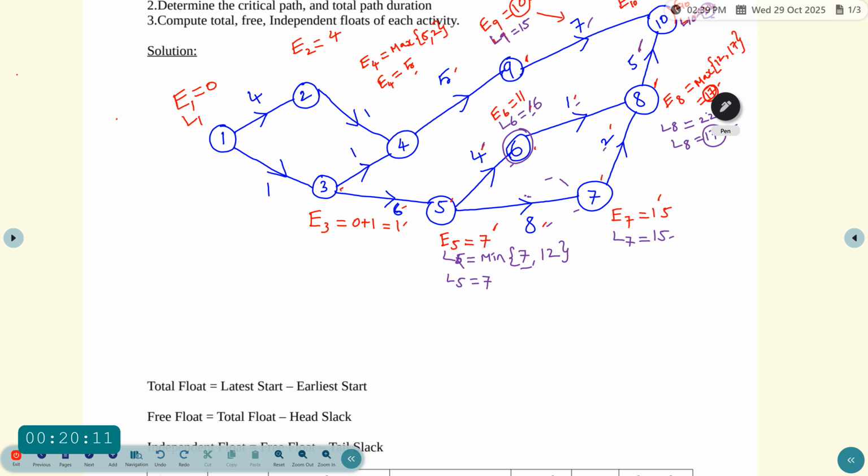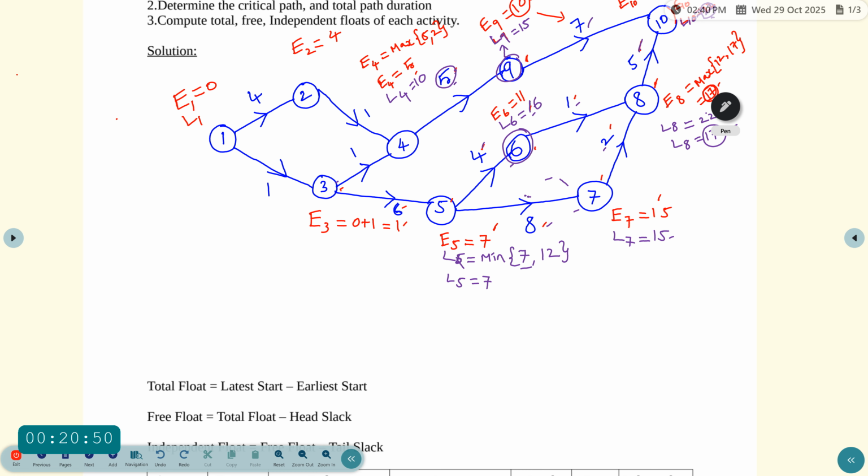So next we have to find L4. The fourth event, L4, it will come from the ninth event. So you have to see event 9 in L9. So L9 value 15 and then subtract the duration, which is 5, so 15 minus 5 equal to 10. So therefore L4 equal to 10.